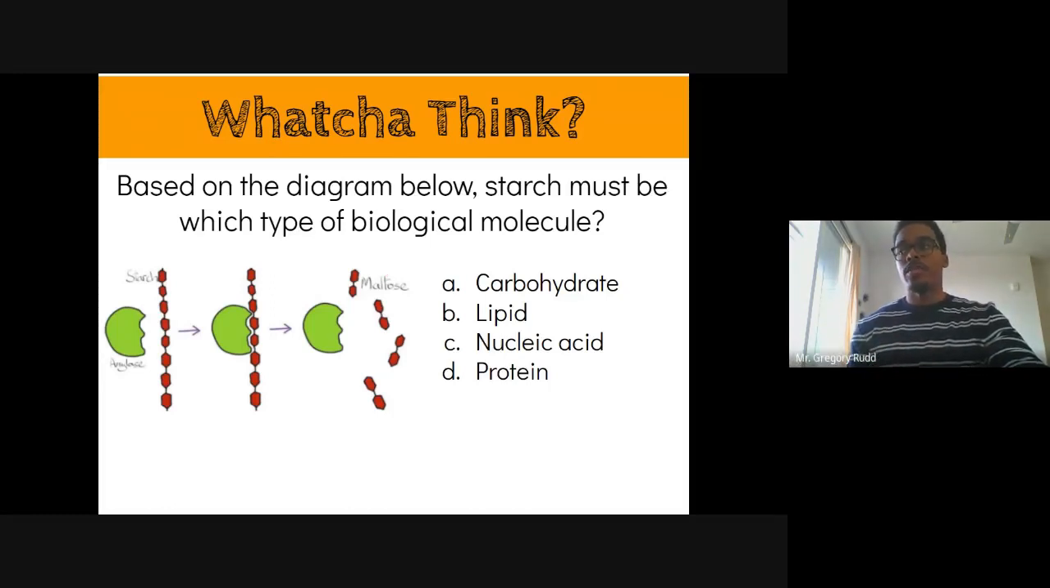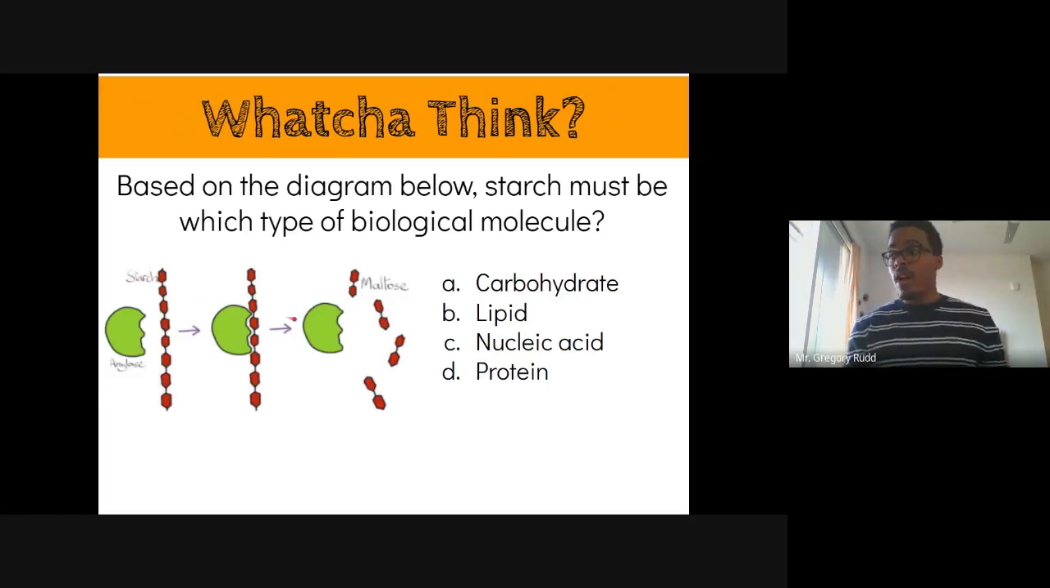They're sugars. Okay, so this enzyme here is called amylase. Amylase is going to meet up with starch, undergoes a chemical reaction, and it starts breaking the starch down into maltose. So maltose is a sugar, which must mean that starch is a sugar. I can't break a protein down into sugars. That's not how that works.